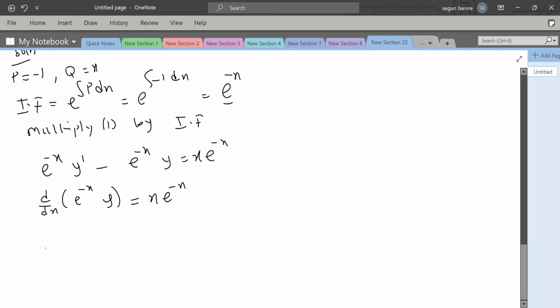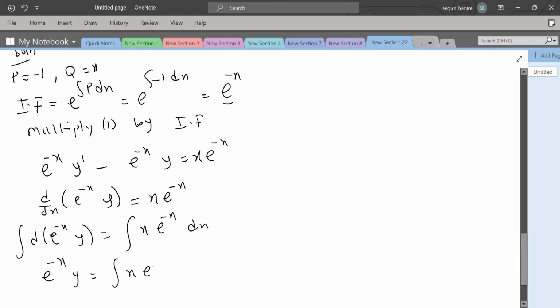So after you've gotten this, you need to integrate both sides with respect to x. So what do you get? This is equal to the integral of x e^(-x) dx. To integrate this, let's use the DI method. It's faster and acceptable. The one we are differentiating will be x, while the one we are integrating will be e^(-x). So we differentiate until you get 0.